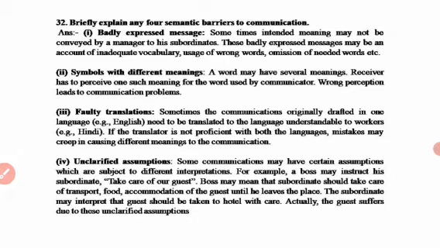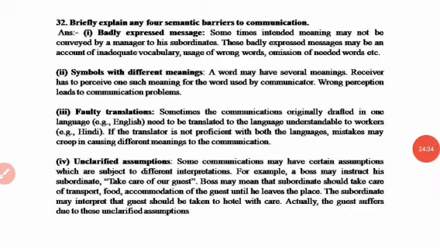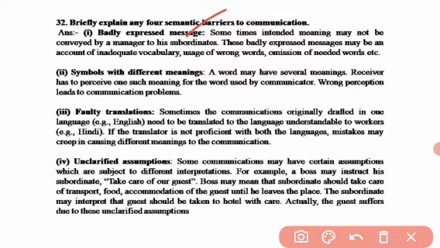And next, briefly explain any 4 semantic barriers to communication. Semantic barriers are nothing but difficulties that arise in the course of communication. So first, badly expressed message, symbols with different meaning, faulty translation, unclarified assumptions. So these are the 4 semantic barriers of communication.